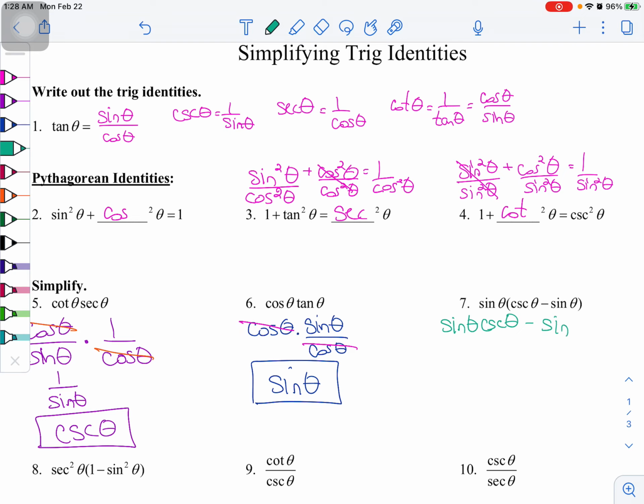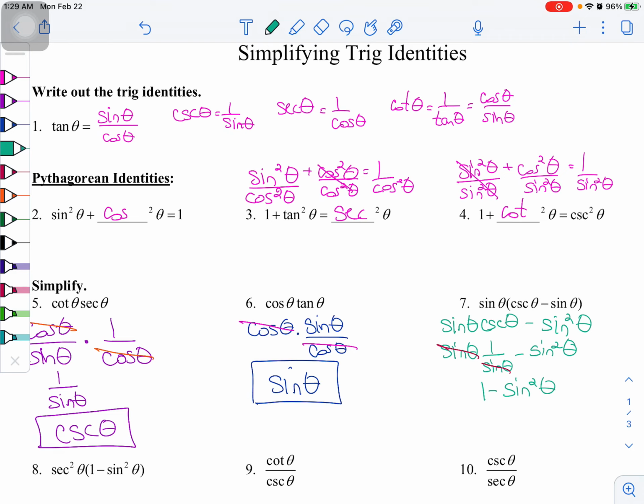So I'm going to take sine theta cosecant theta minus sine squared theta. Let's see, sine theta cosecant theta is really 1 over sine theta, minus sine squared theta. So sine theta divided by sine theta, those are going to cancel, divide each other out, and I'm left with 1 minus sine squared theta.